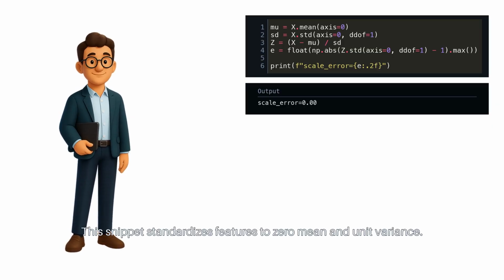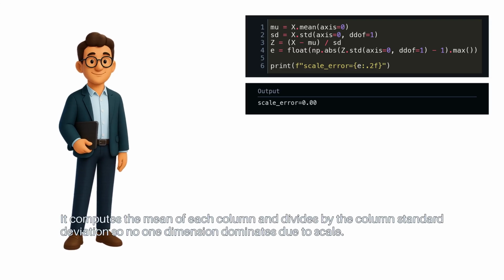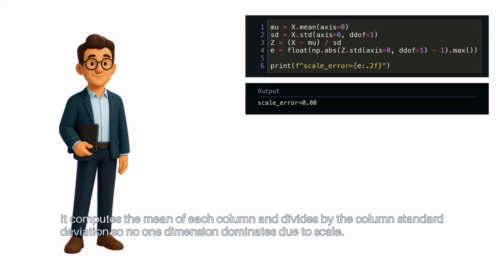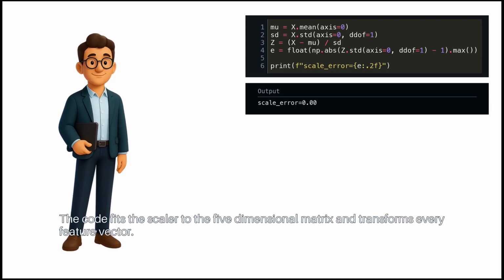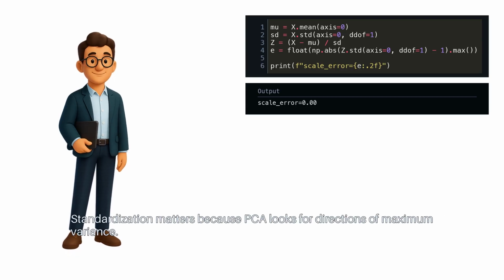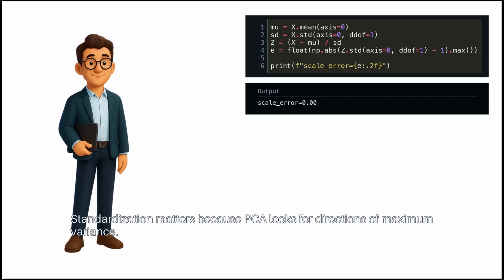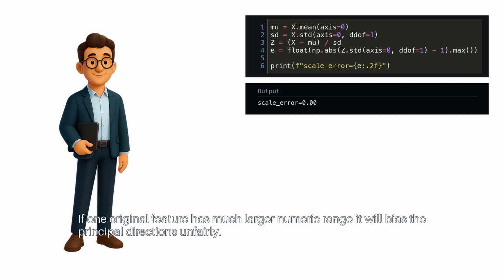This snippet standardizes features to 0 mean and unit variance. It computes the mean of each column and divides by the column standard deviation, so no one dimension dominates due to scale. The code fits the scaler to the 5-dimensional matrix and transforms every feature vector. Standardization matters because PCA looks for directions of maximum variance. If one original feature has much larger numeric range, it will bias the principal directions unfairly.